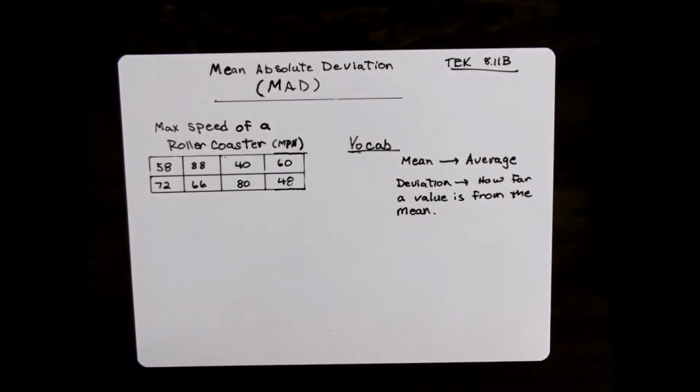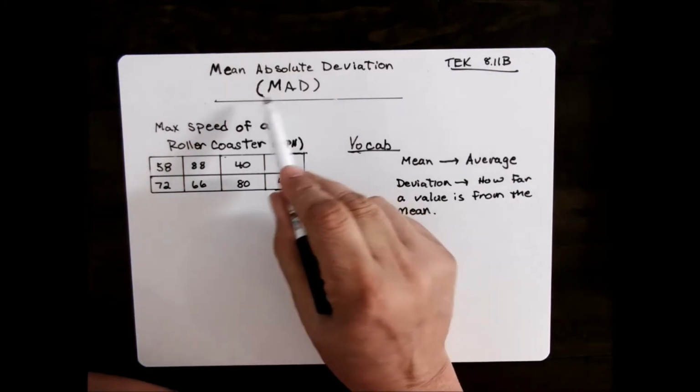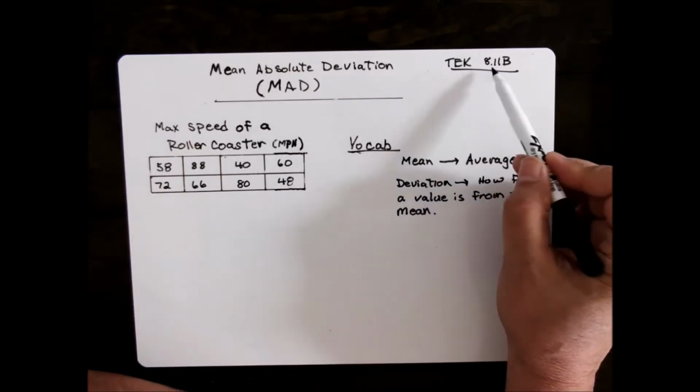This video we're going to look at the mean absolute deviation. Sometimes it's abbreviated MAD. It's TEK 8.11b.